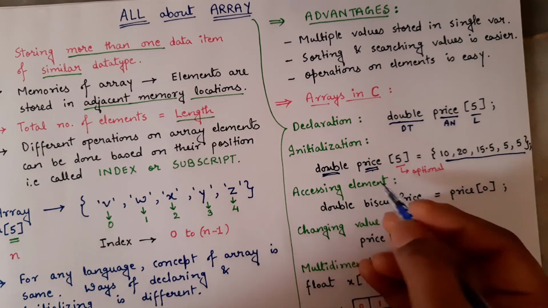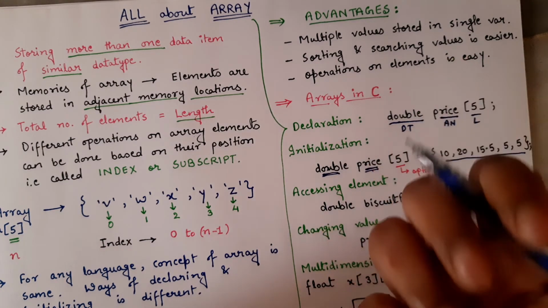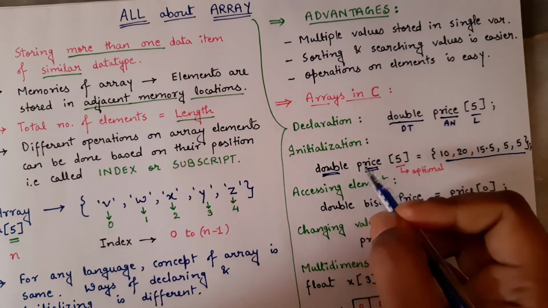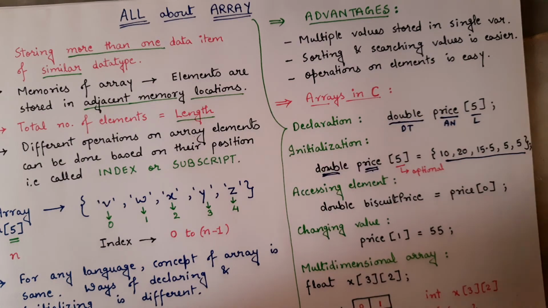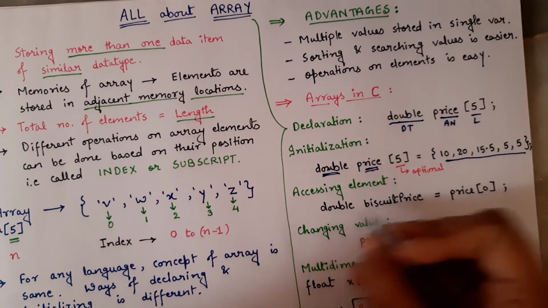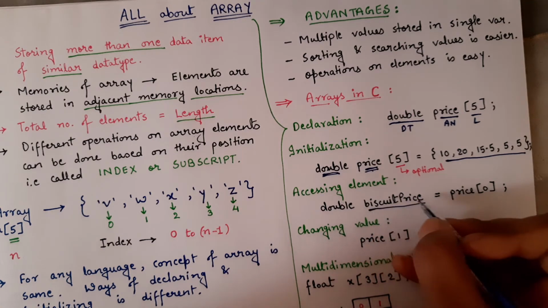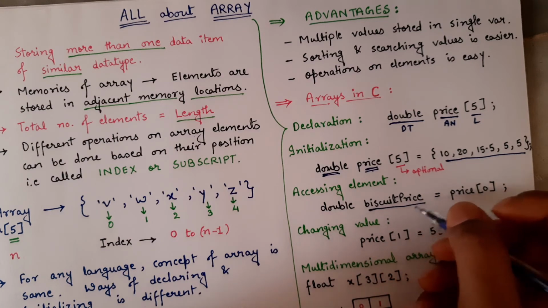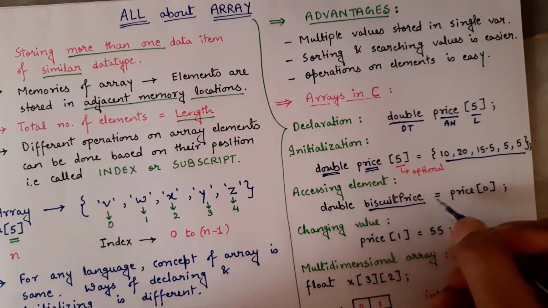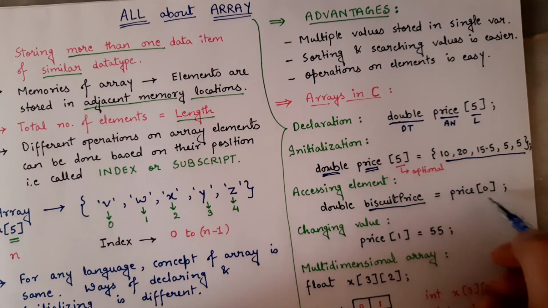Okay, then accessing an element. Let's say you want to access any particular element from your array and assign it somewhere. So I am taking just one variable, that is biscuit price, double biscuit price. Now I want to declare what my biscuit price is, and what I am writing is double biscuit price is equal to price of 0. Now price of 0 means what?